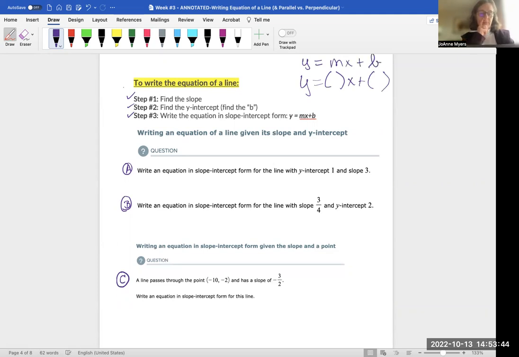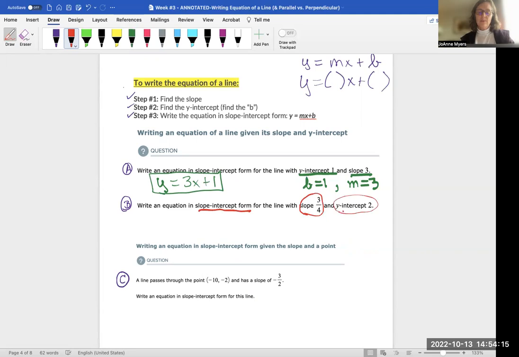So, part A, write an equation in slope-intercept form for the line that has y-intercept 1 and slope 3. So that's telling me that my b is 1 and my m is 3. So all I need to write is y equals mx plus b, where m is 3 and b is 1. Done. B, write an equation in slope-intercept form where the slope is 3/4 and the y-intercept is 2. So y equals 3/4 x plus 2. Done. That's all you're being asked to do.